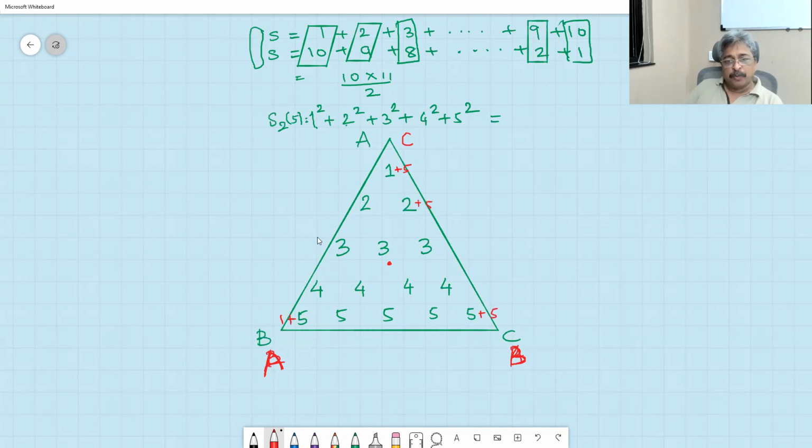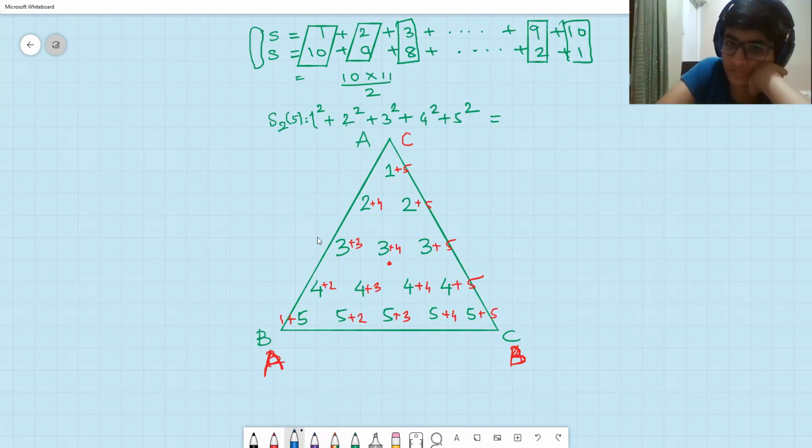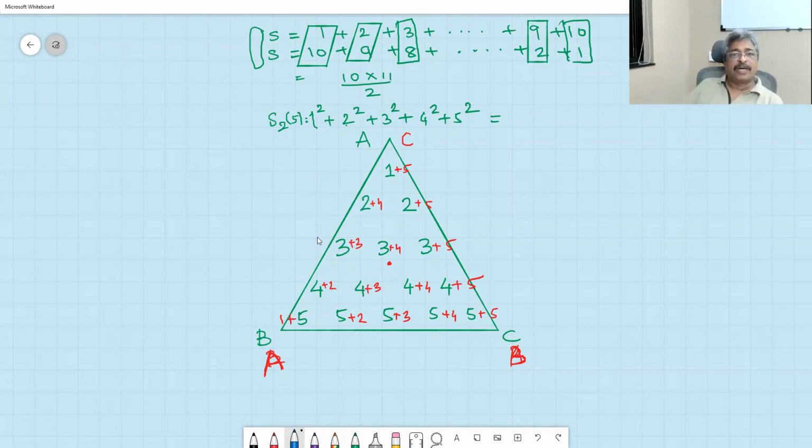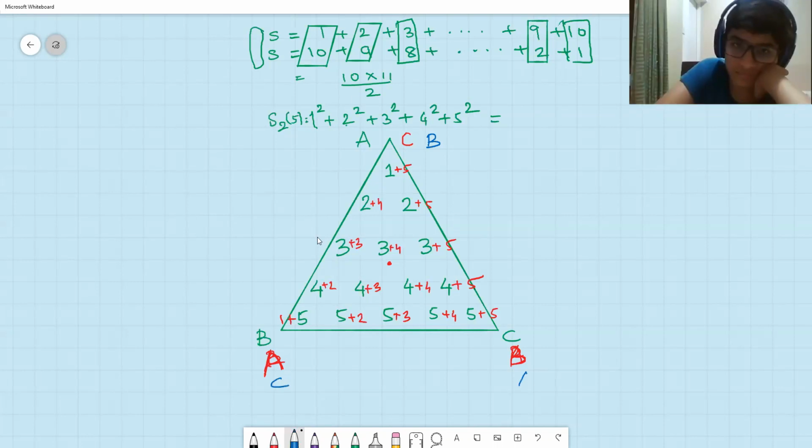So this was plus 5, plus 5, plus 5, plus 5, all 5. This was plus 4, plus 4, plus 4, plus 4 after rotation. This is plus 3, plus 3, plus 3. This is plus 2, plus 2. Yes or no? And this is plus 4. Now again rotate it by 60 degrees around the centroid. So this becomes B. Then this becomes C. And this becomes A.